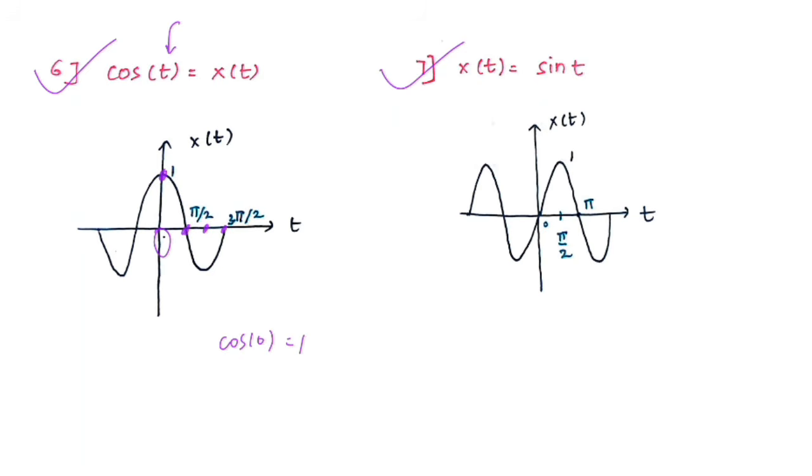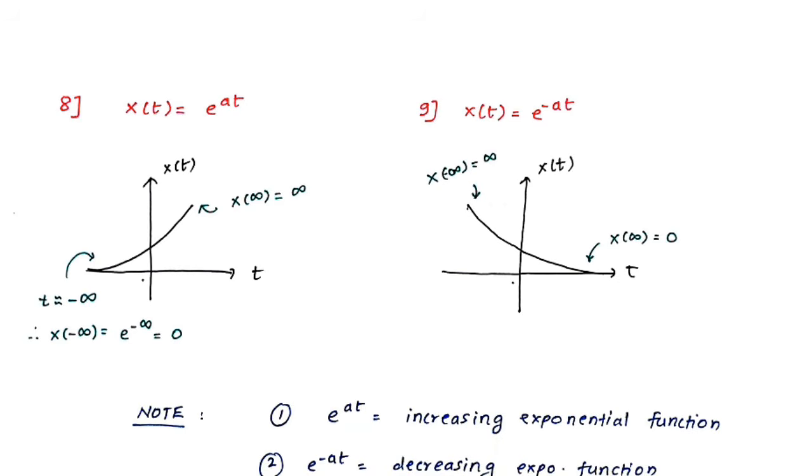And when my t is equal to 0 in sine, the amplitude is 0. When my t is equal to pi by 2, sine pi by 2 is maximum, that is 1, and so on. These are pretty simple signals, so no need to worry if you know the trigonometry well. Now these two signals are very important in signals and systems.